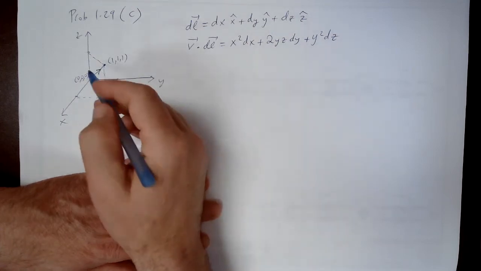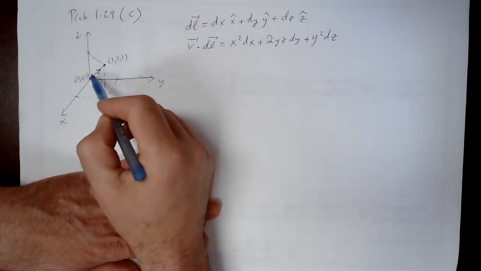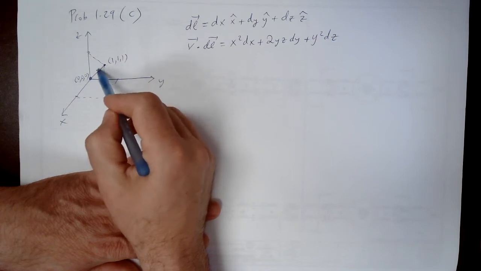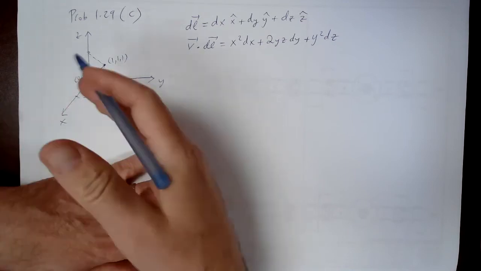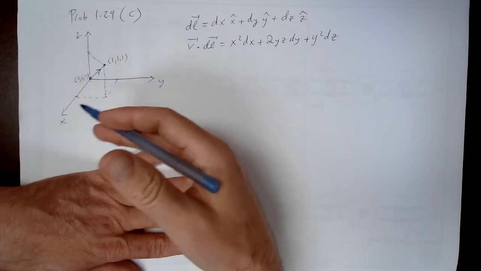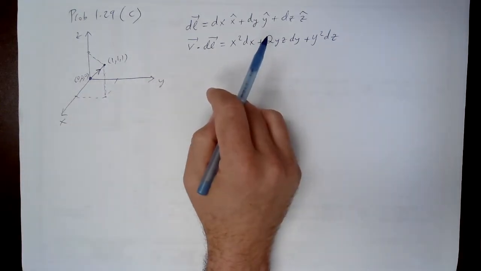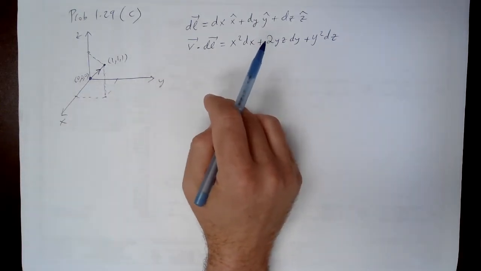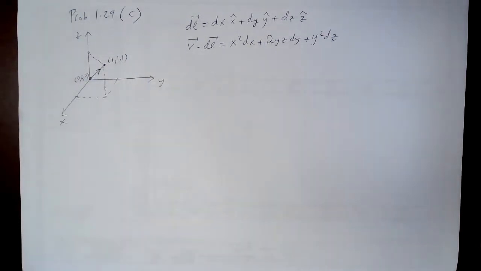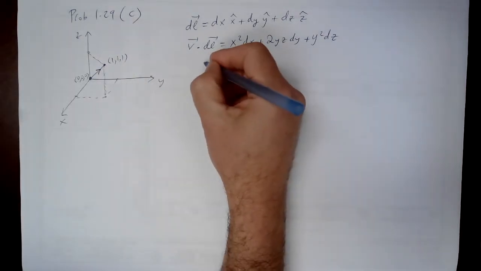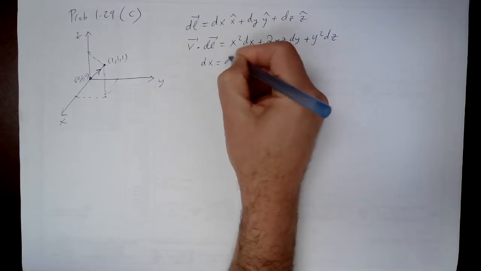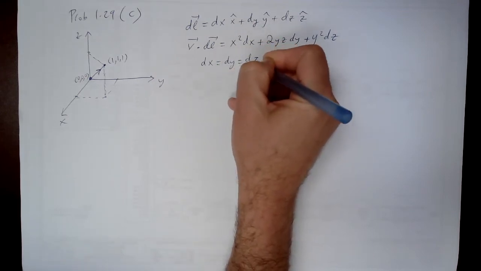In this case, I'm pretty lucky because it's a very symmetric case. If you think about a unit cube, it's along the diagonal. So x, y, and z change at the same rate. That allows me to write dx equals dy equals dz.